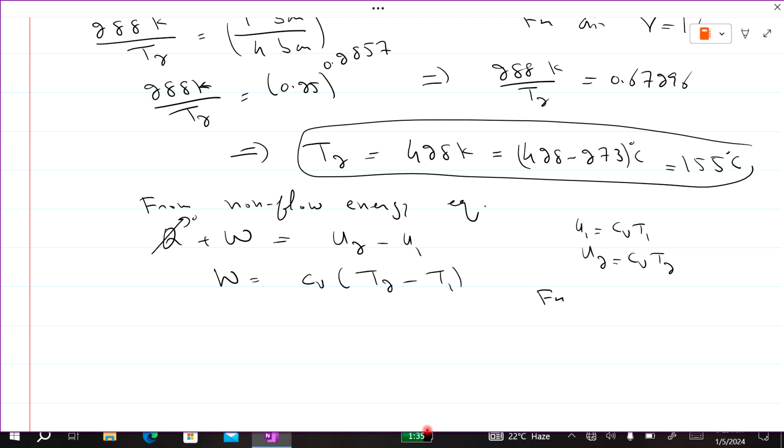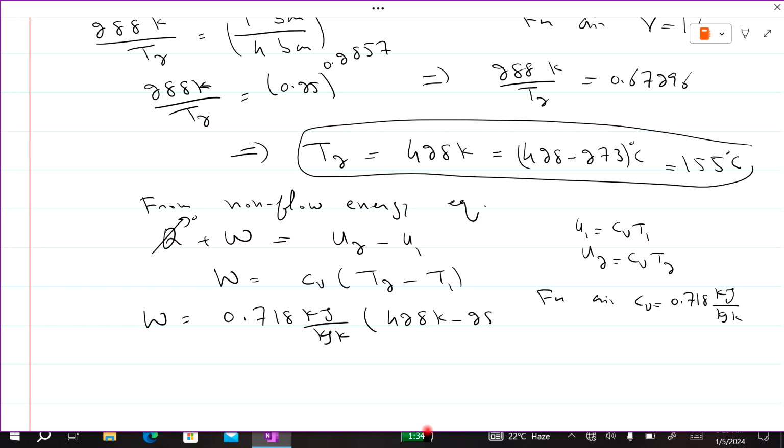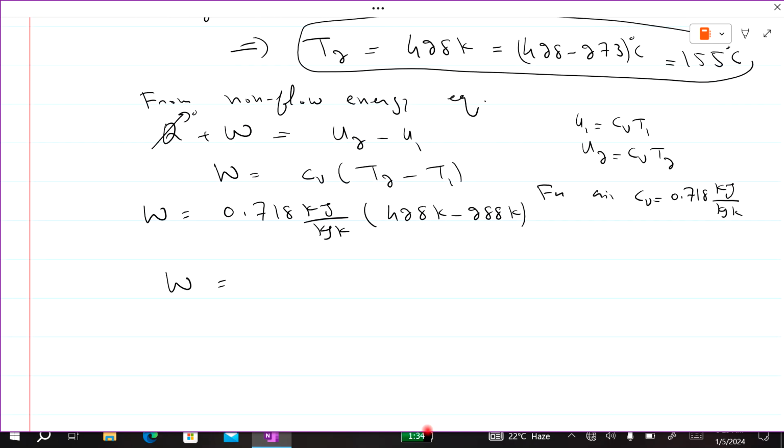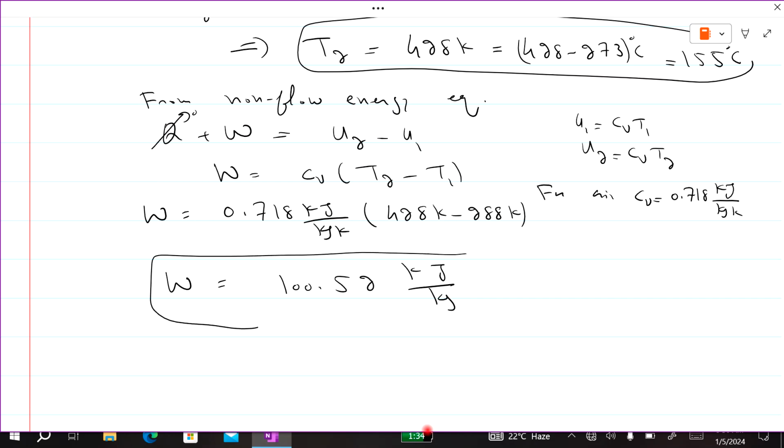Here, Cv is equal to 0.718 kilojoule per kilogram per Kelvin. So W is equal to 0.718 kilojoule per kilogram per Kelvin, the value of T2 is equal to 428 Kelvin and the value of T1 is equal to 288 Kelvin. So W is equal to 100.52 kilojoule per kilogram, and this is the final answer.